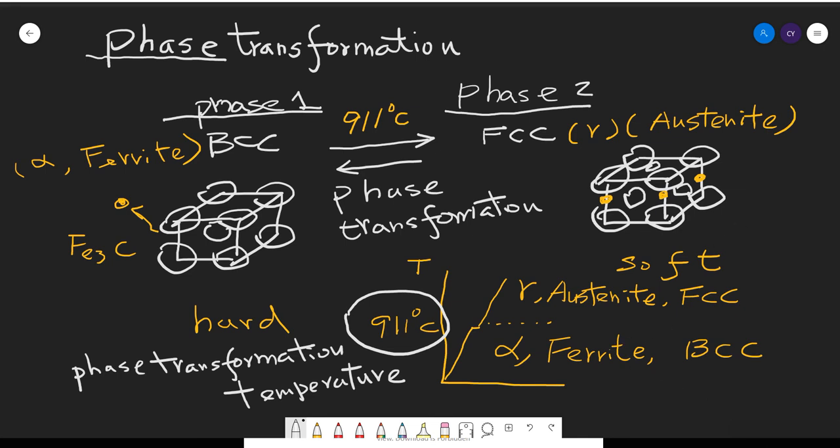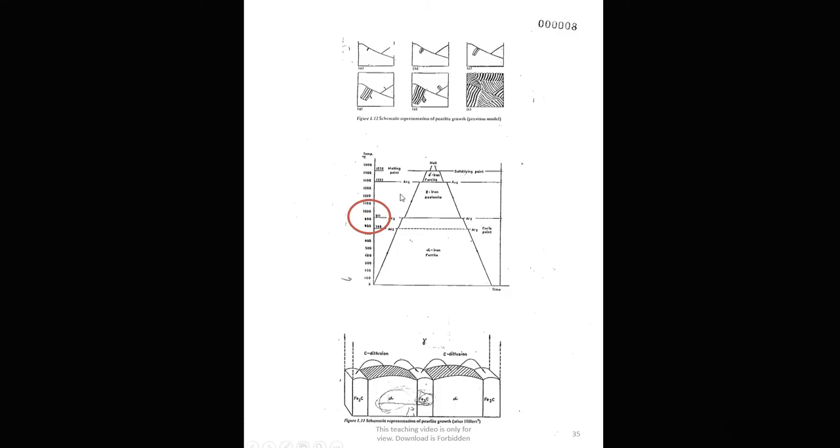Okay, in this case, we go back to the slide. So you may look at page number 35. This area is ferrite and this area is austenite. So this area is FCC structure, and this area is BCC structure here.